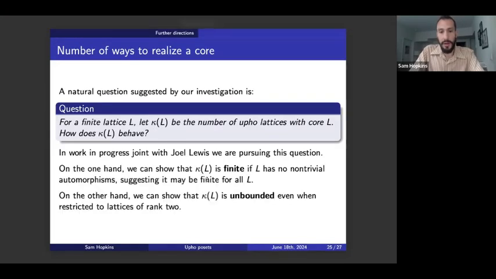Some things that we can show are this number is finite as long as L has no non-trivial automorphisms, which suggests it might be finite for all L, because that's a weird condition that doesn't seem related at all to this Upho-ness business. On the other hand, we can show that even restricting to rank 2 lattices, as the number of atoms goes off to infinity, the number of ways to realize that rank 2 lattice as the core of an Upho lattice goes to infinity. So there's no bound on this number. So they can be realized in many, many different ways, but potentially only finitely many ways.